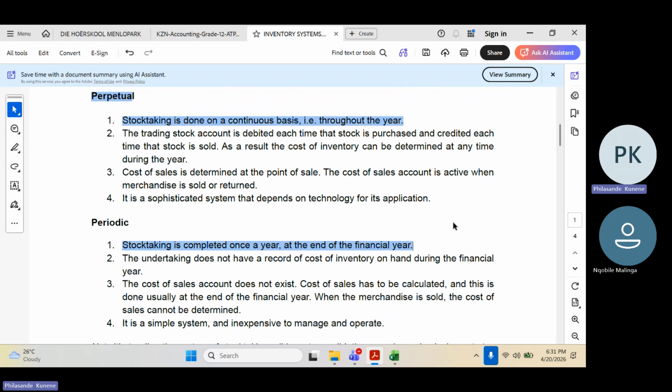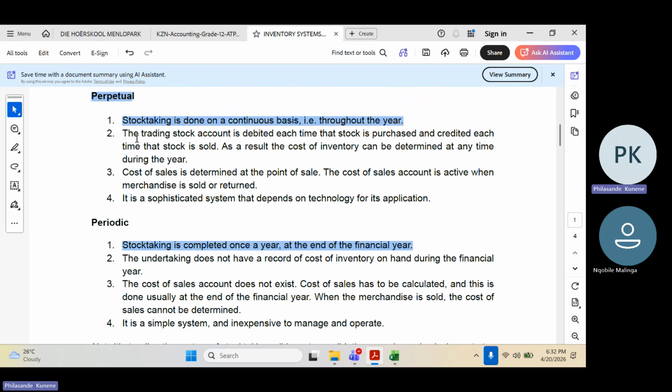The other one, stock taking is done on a continuous basis. By saying on a continuous basis, they're trying to tell you that the system calculates the closing stock continuously. But under periodic, they're not doing that. They can't keep track of the movement of stock until year end, where they only do the stock taking. Then that's when they will see how much stock they sold, how much stock they bought, how much stock is left. You see.